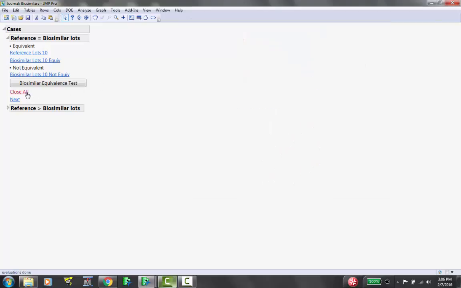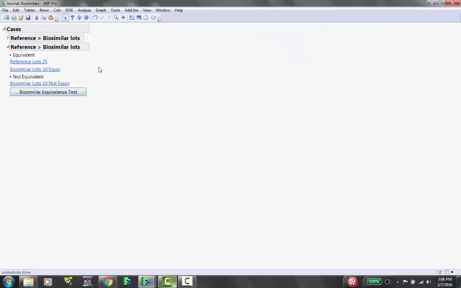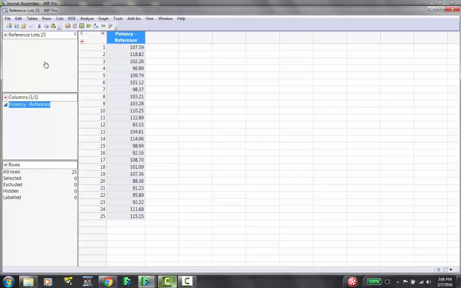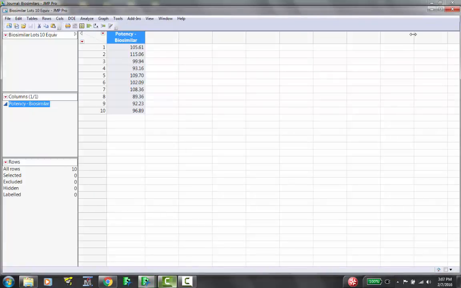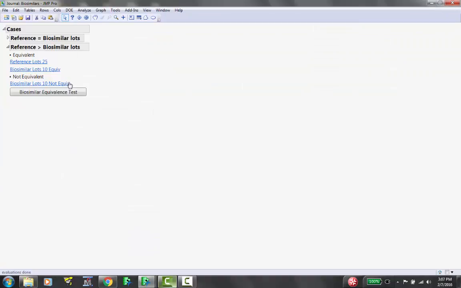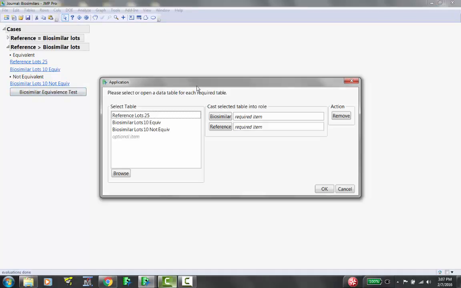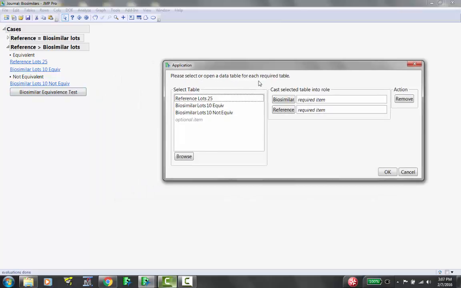A little bit more interesting case is a scenario where the number of reference lots is greater than the number of biosimilar lots. So let's just say that we have 25 reference lots and we have 10 lots that we produced. And so the first thing you want to do is build that 90% confidence interval. And next, you want to establish the acceptance criteria around those using an estimate of the standard deviation.